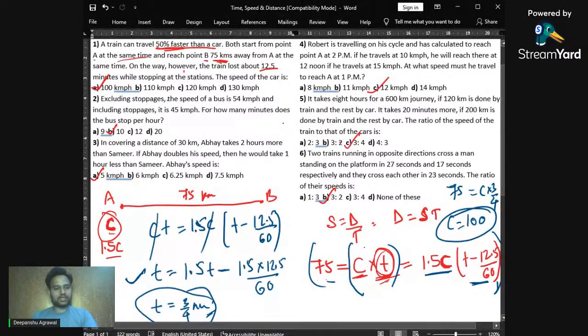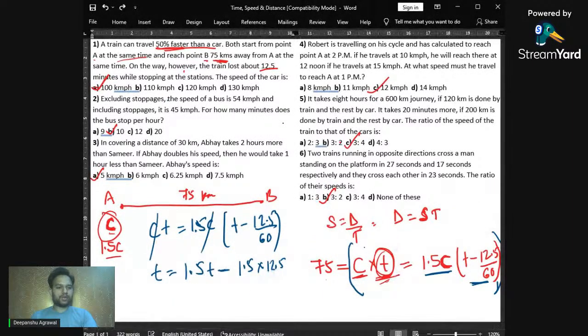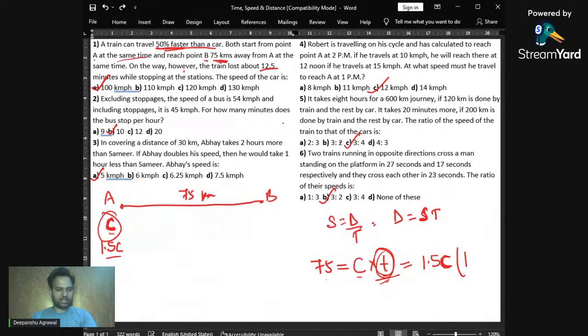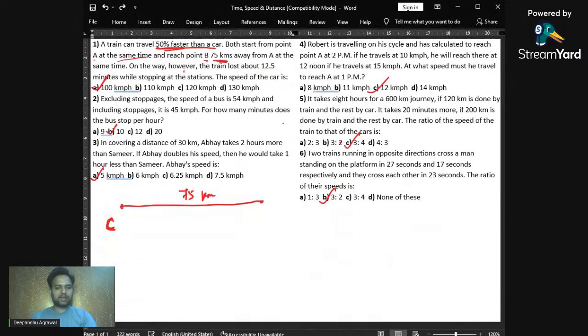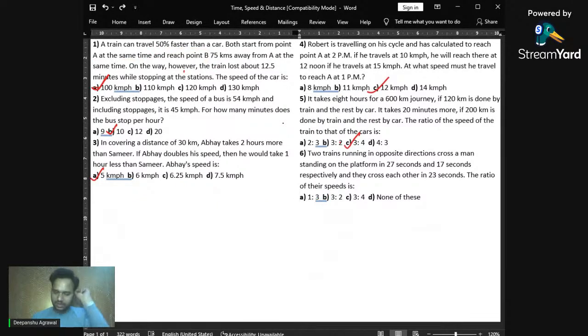Okay, the first question is done. Let me take you to question number two. Question number two is a very logical question. It doesn't have any calculations in it, but it's very logical. See, it is saying that excluding stoppages, the speed of the bus is 54 kilometer per hour. Including stoppages, it is 45 kilometer per hour. That means if the stoppages are included, the bus is able to cover only 45 kilometer in 1 hour.